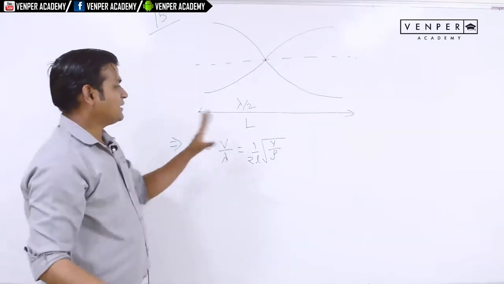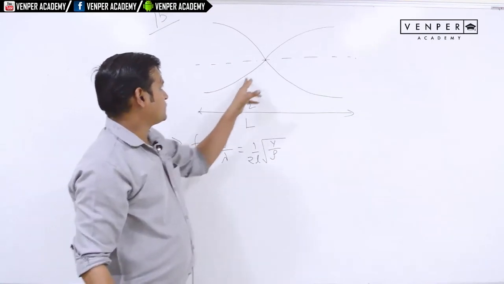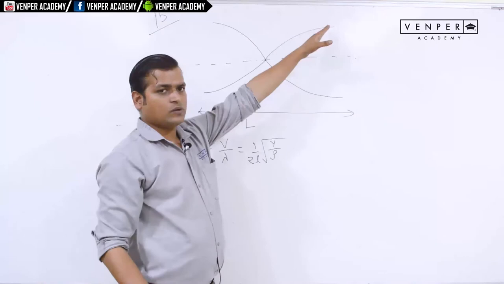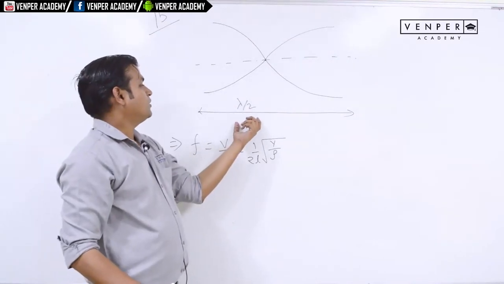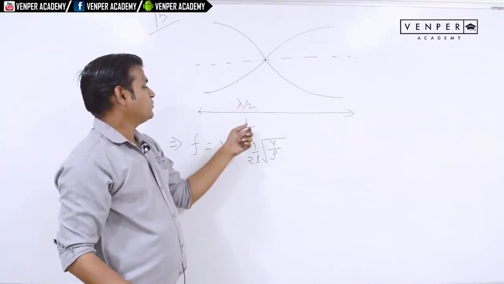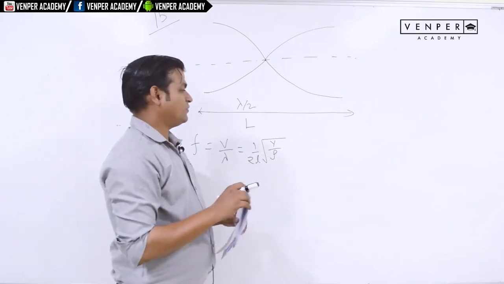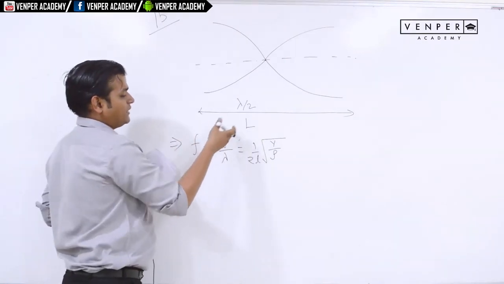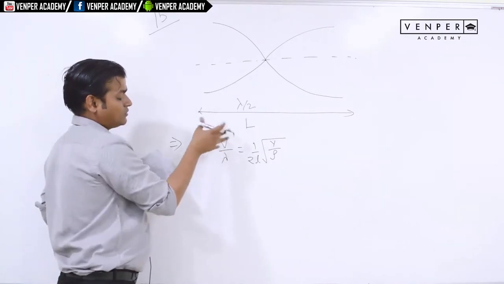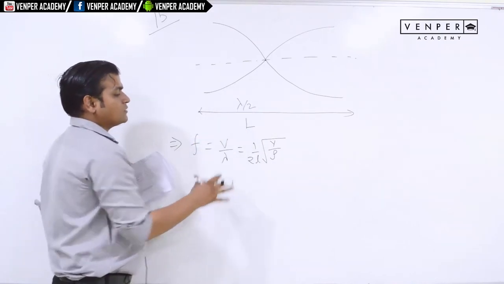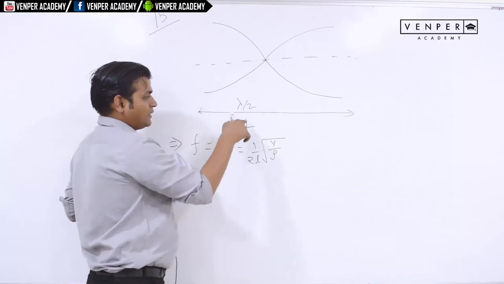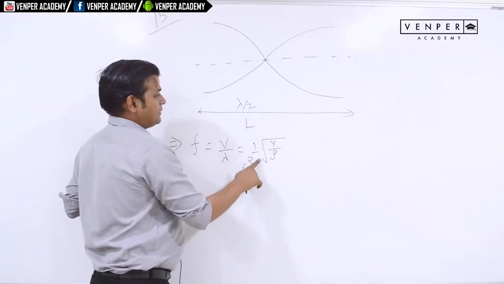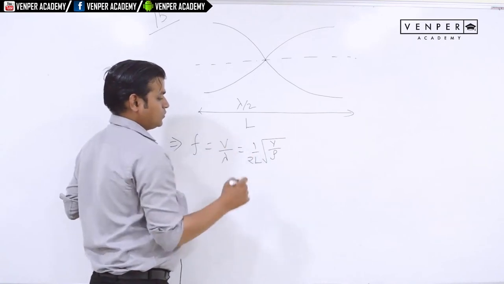Clear. Next thing is what? You can see this one. This is nearly equal to lambda by 2, and the length of that rod is L. So you can say that lambda by 2 is equal to L, the length of this rod, and they are asking the fundamental frequency. Fundamental frequency means speed divided by lambda. If lambda by 2 is equal to L, then lambda will be equal to 2L.